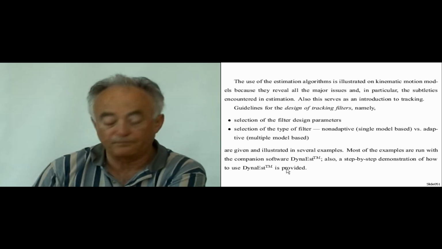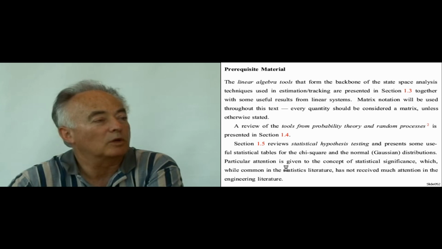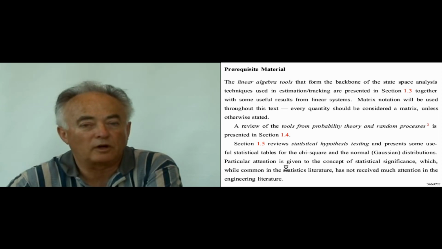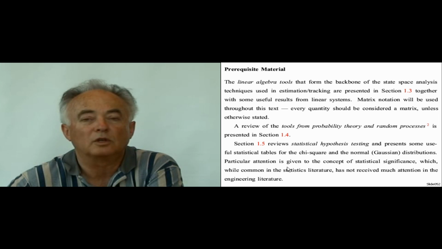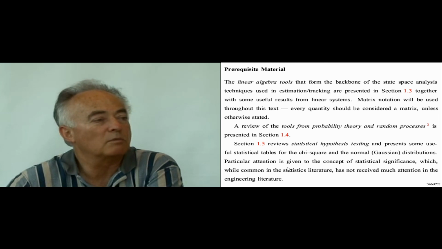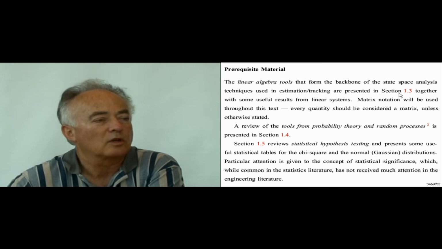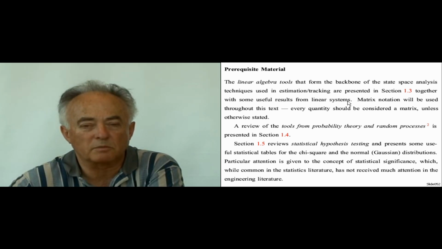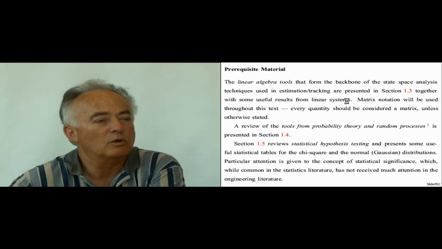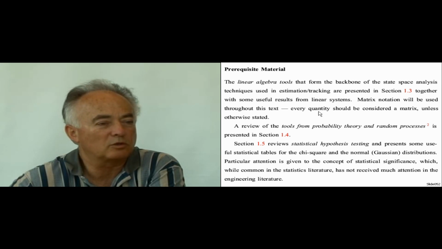Now, what do we need in order to follow the material for estimation? Number one is linear algebra. That's really state space analysis, which we'll cover in the next section, and we'll also discuss some useful results for linear systems. Controllability and observability play a major role. We'll use matrix notation pretty much every time a quantity should be considered a matrix unless otherwise stated.